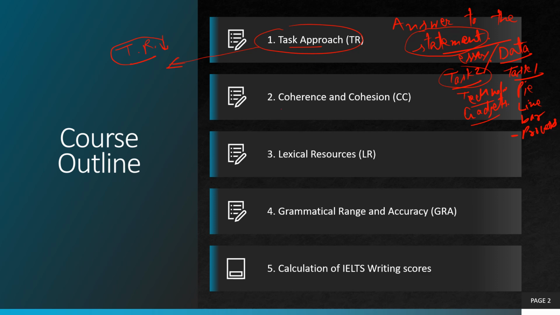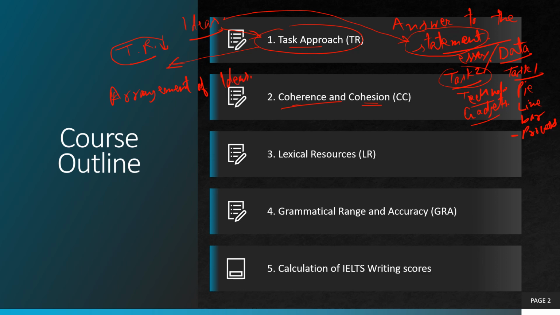The next thing is coherence and cohesion. Coherence and cohesion means, when you are going to write any paragraph, at the first step, when you are collecting the ideas, collect the ideas in such a way that you can answer accurately to the statement. In the second step, the arrangement of ideas.